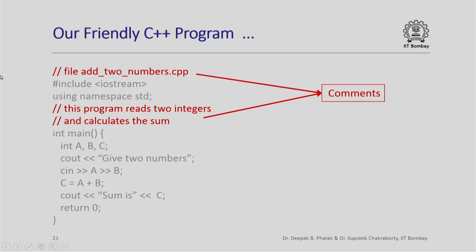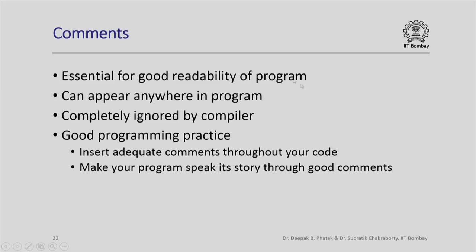Finally, in a program we can add English language descriptions of what the different parts of the program are doing. These are usually done by putting two slashes at the beginning of the line. These are also called comments. Comments are absolutely essential for good readability of the program, and you can put them anywhere in a program by putting two slashes. Comments are completely ignored by the compiler.